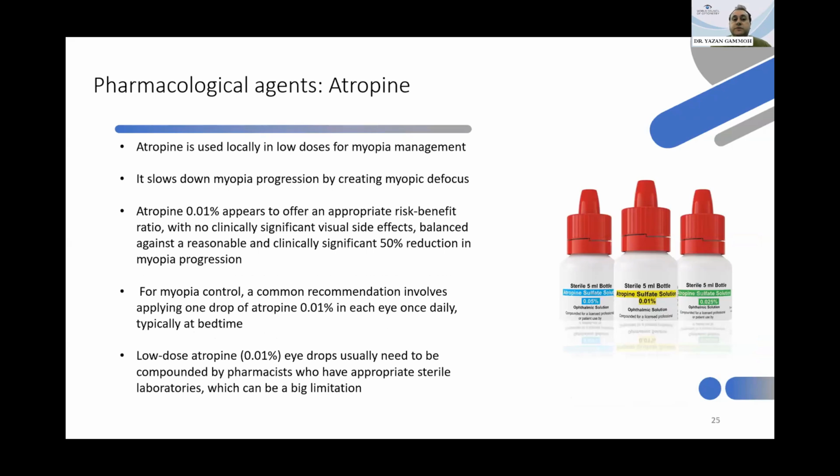I'm not going to spend much more time. We're going to cover only a couple of options now. Atropine has been studied a lot quite lately, especially in its low-dose form.